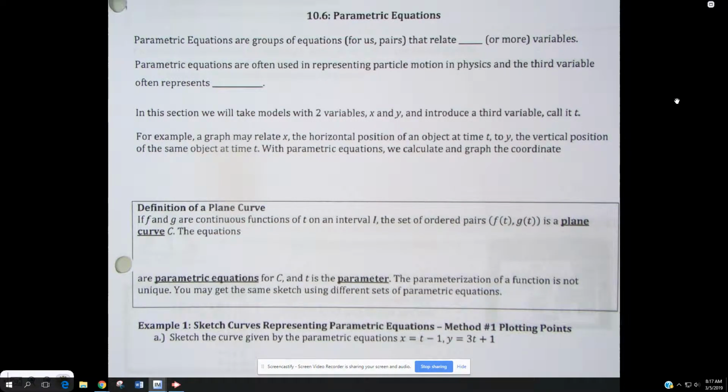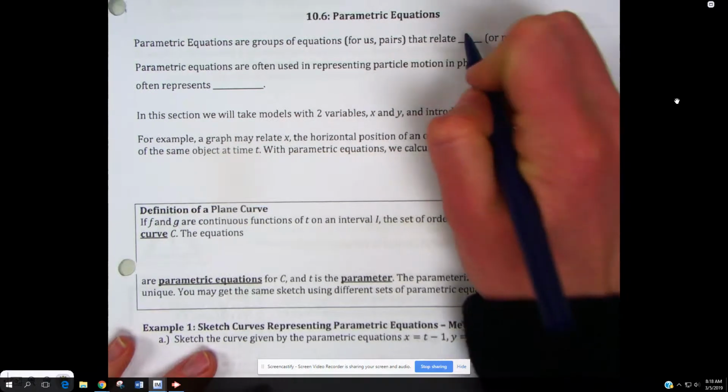Good morning. Welcome to our notes for section 10.6, parametric equations. Parametric equations are groups of equations. For us, they're going to come in pairs that relate three or more variables.